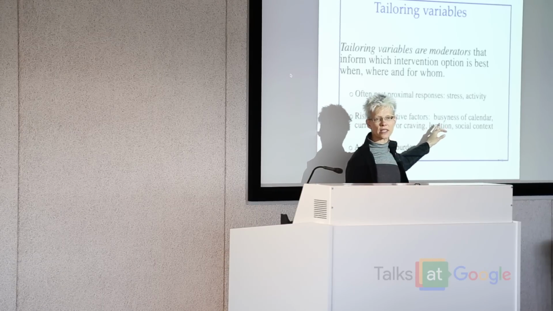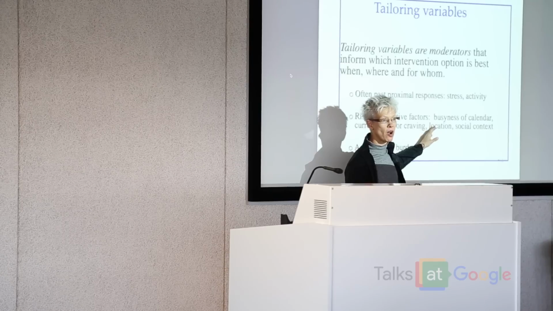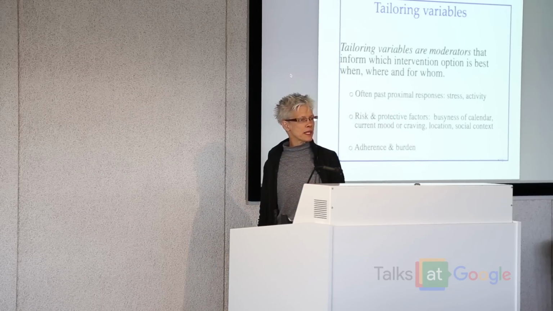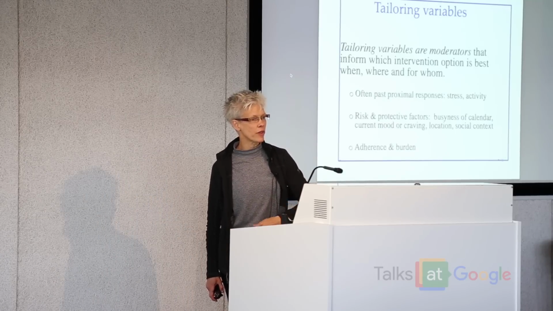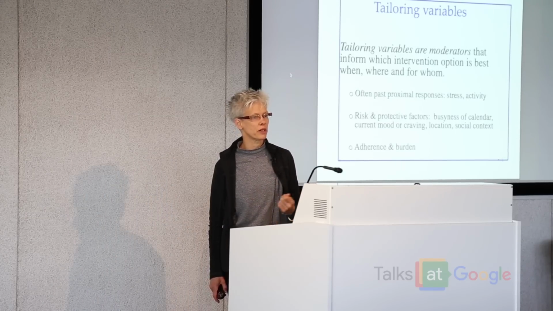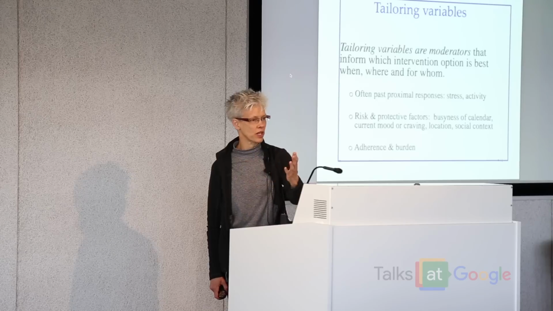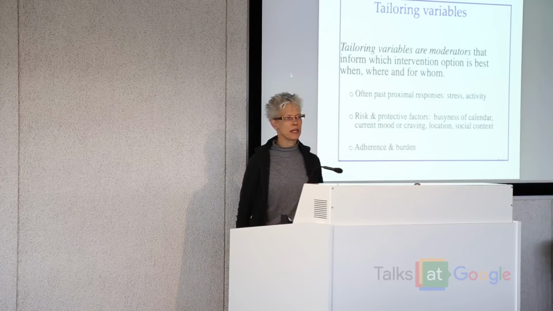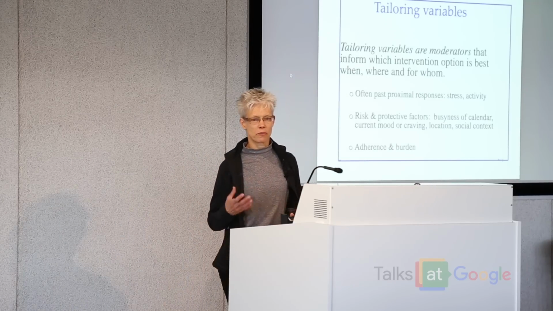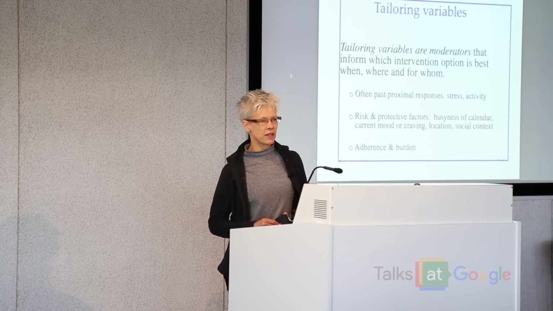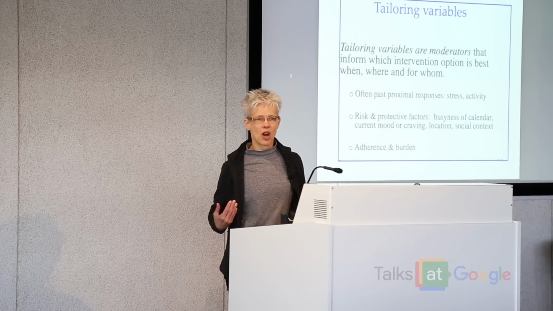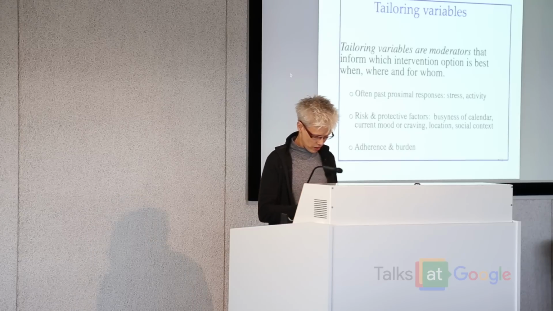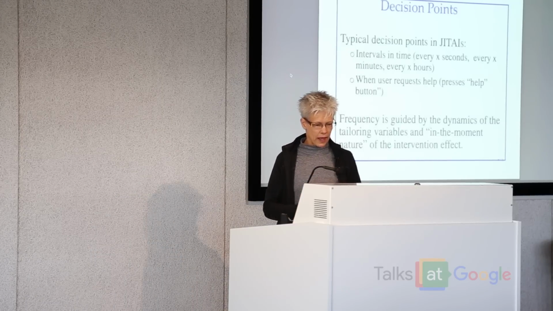Like if I want to suggest that you might go for a walk or somehow break your sedentary behavior, I might want to look at the busyness of your Google Calendar over the next couple of hours, because it might not be worth it to suggest you go for a walk if you're going straight into a whole series of meetings. And of course, adherence too might be if you're showing signs that you're becoming more aggravated with the intervention, maybe I need to back off. The phone should back off, the algorithm should back off. So these are all tailoring variables.